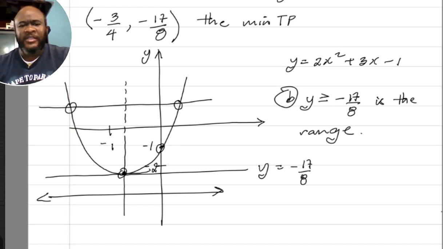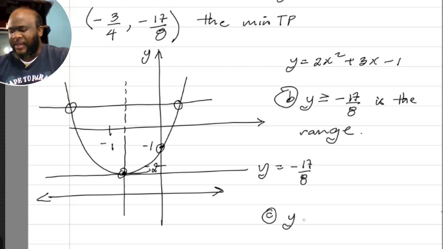If it's not surjective and it's not injective, therefore it is not bijective. If it's not bijective, it does not have an inverse. So C, I could say y is equal to 2x squared plus 3x minus 1 does not have an inverse.